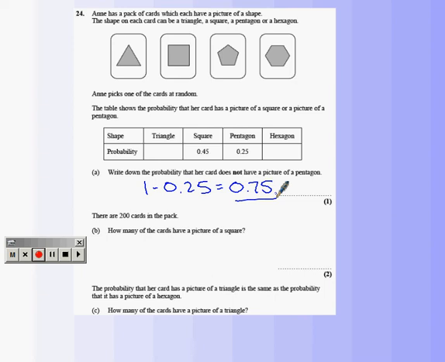Now we're told there are 200 cards in the pack. How many of the cards have a picture of a square? So 0.45, or 45% of the cards have a square. So we just need to do 200 times by 0.45.